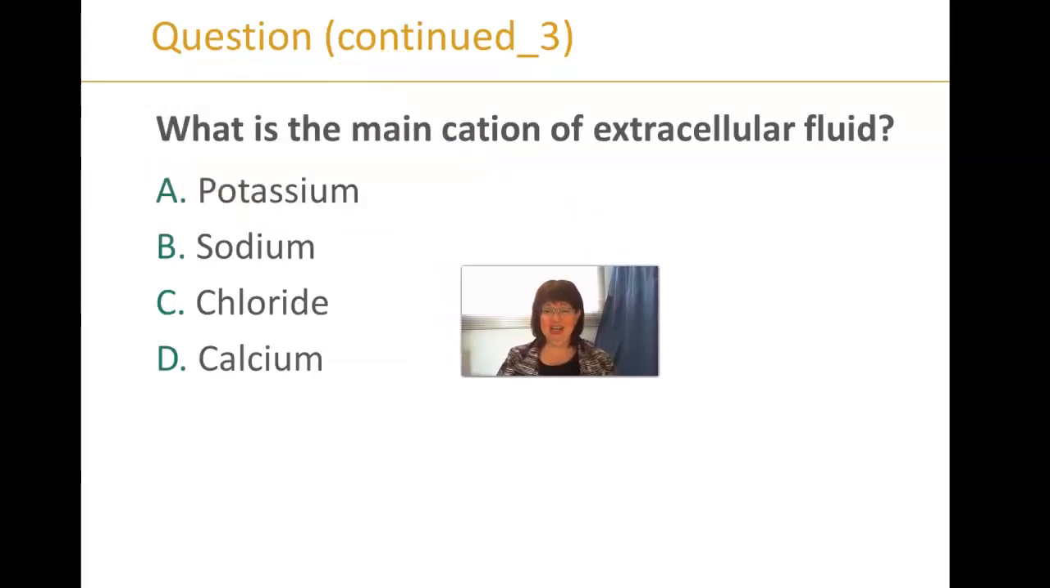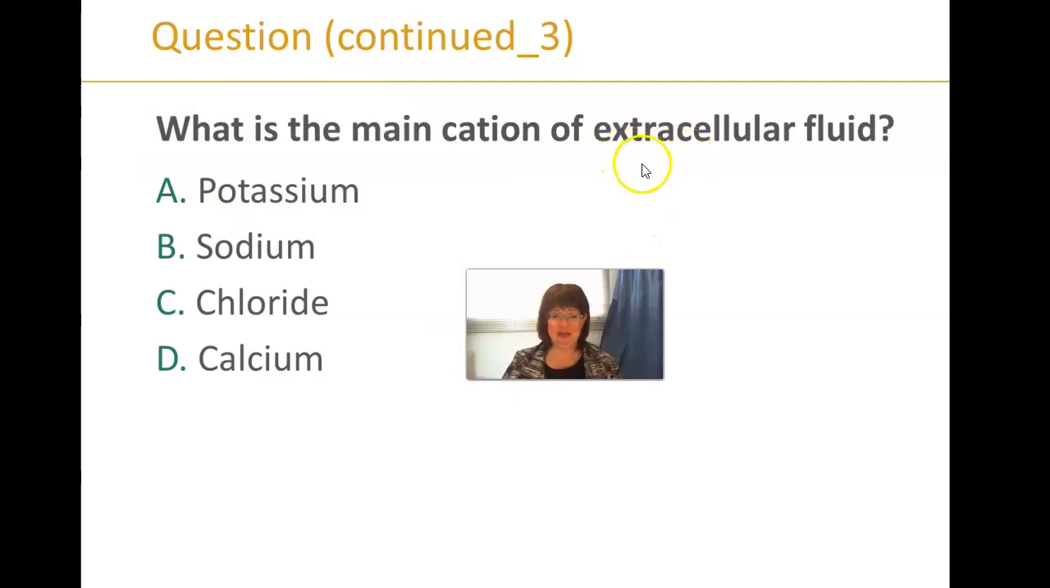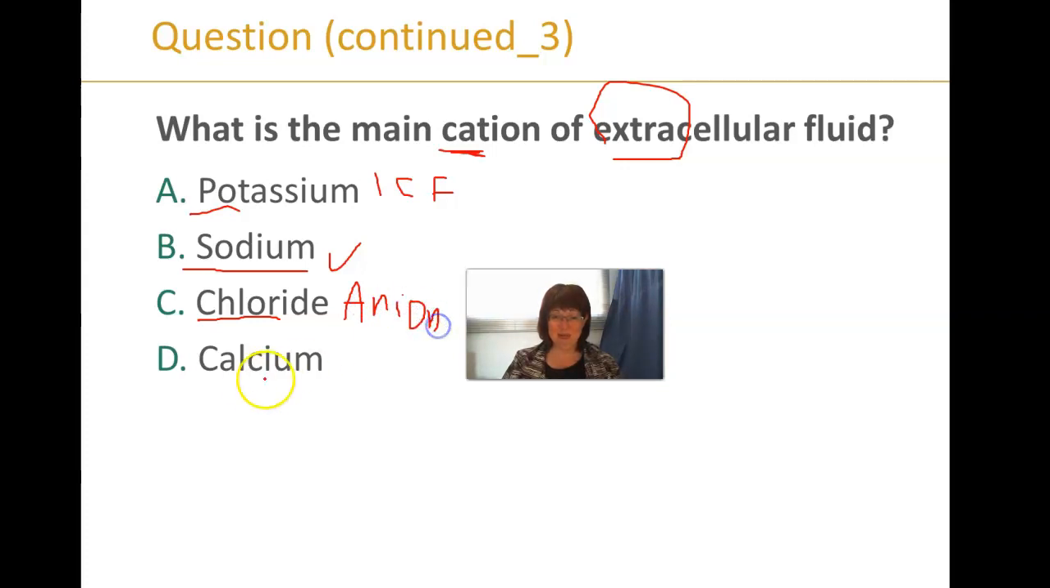What is the main one in your extracellular fluid? So remember that potassium is your intracellular fluid. Potassium works opposite of sodium, so that is the extracellular fluid. Now realize that it asks for chloride or cation. Chloride is an anion, so that's why that one's wrong. And calcium isn't, it's important, but it's not the main one. Good.